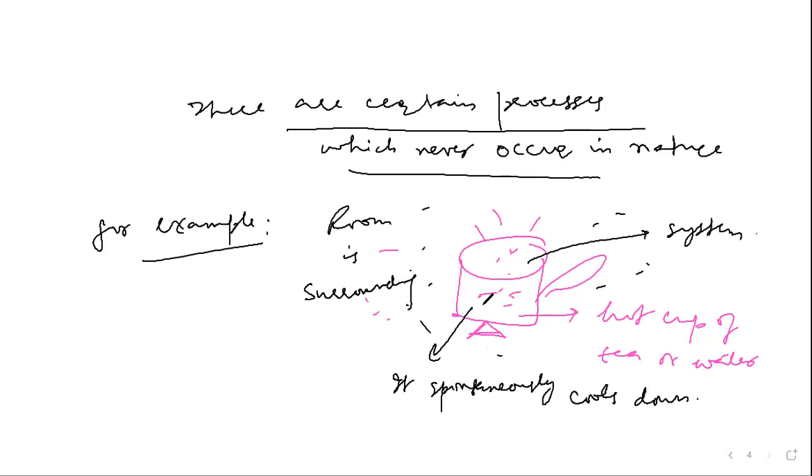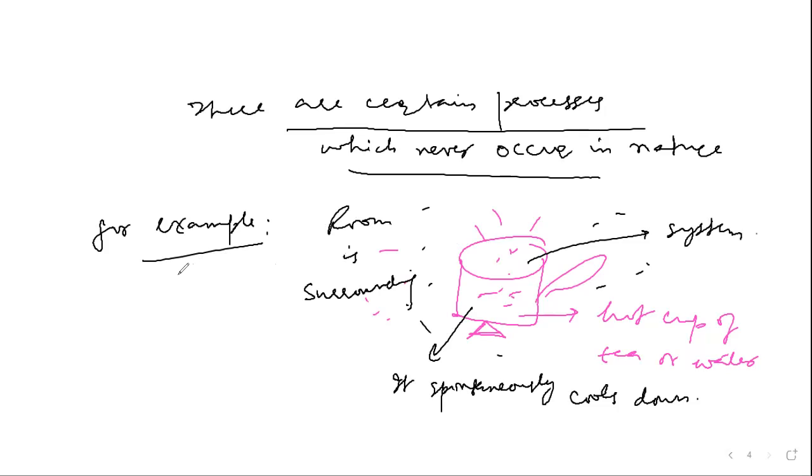What happens? It has a larger temperature than the surrounding air, so it loses heat. Heat moves from this hot cup of tea into the surrounding air, and this process is spontaneous. It occurs by itself. There is no external intervention required for this process, right? So it's okay to happen because the first law of thermodynamics allows it.